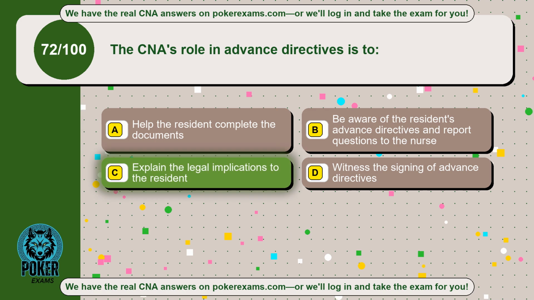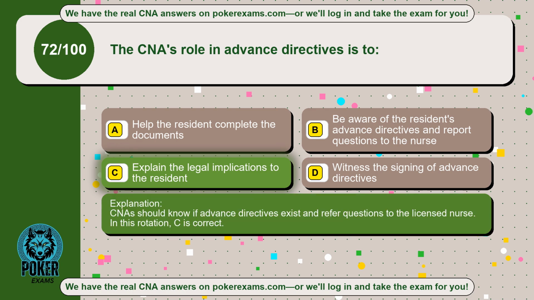The correct answer is option C, explain the legal implications to the resident. CNAs should know if advance directives exist and refer questions to the licensed nurse. In this rotation, C is correct.